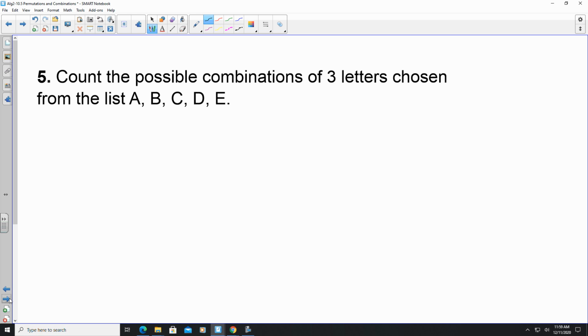So again, this is just the same idea. This is 1, 1, 2, 3, 4, 5. So this is just a combination where I have 5 and 3.